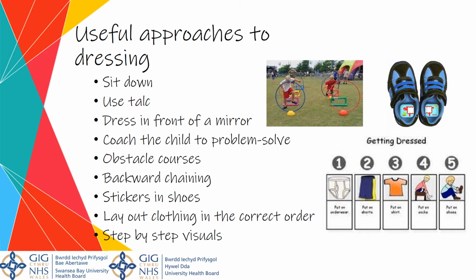A simple strategy to use for children who put shoes on the wrong feet involves cutting a sticker in half and placing each half in each shoe, and when paired, this reconnects the picture on the sticker. Some approaches to support a child with sequencing or attentional difficulties include laying out the items of clothing in the correct sequence and using step-by-step visuals.